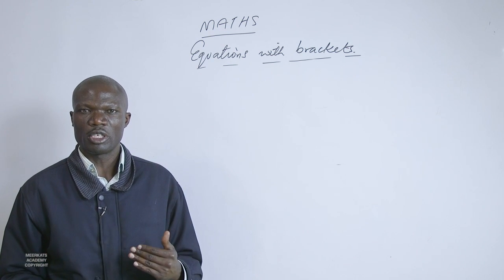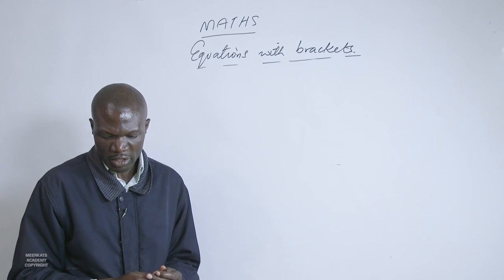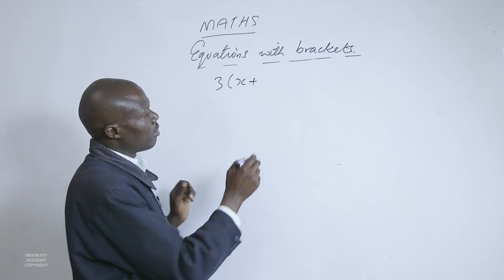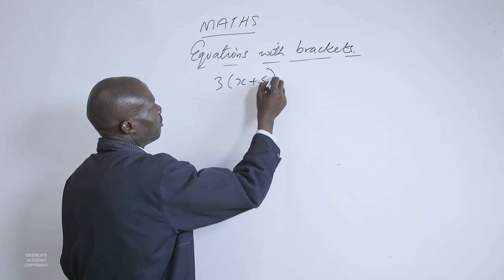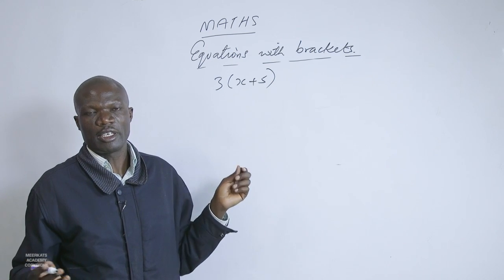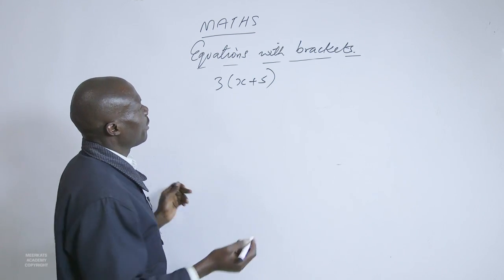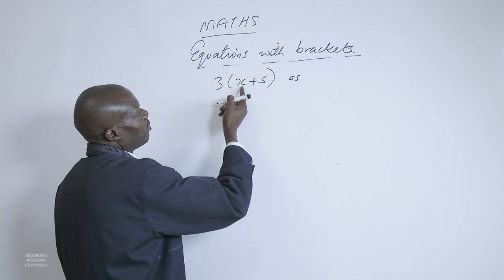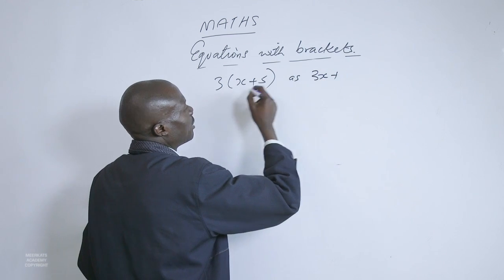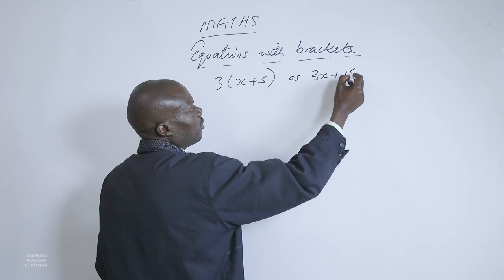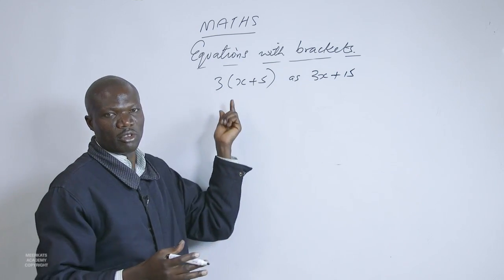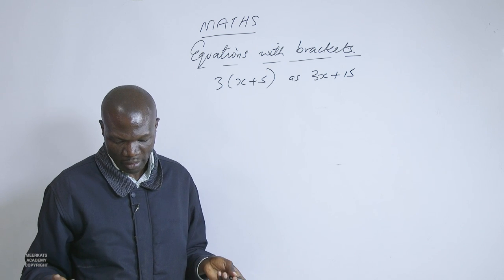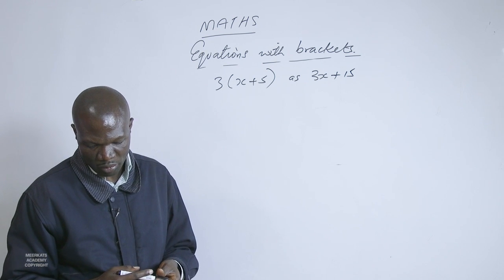In most cases, we have come across questions like 3 into (x plus 5). This one is a bracket. It can be written as 3 times x, which is 3x, plus 3 times 5, which is 15. So this one is the expanded form of this. There's no difference when you're looking at these particular problems.